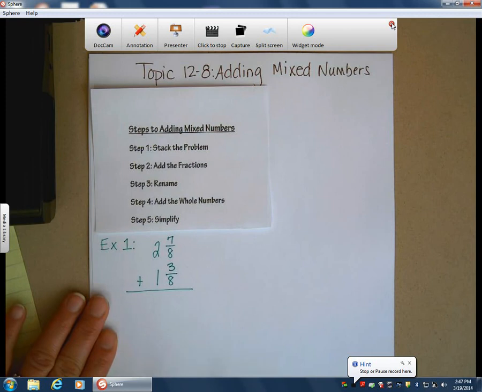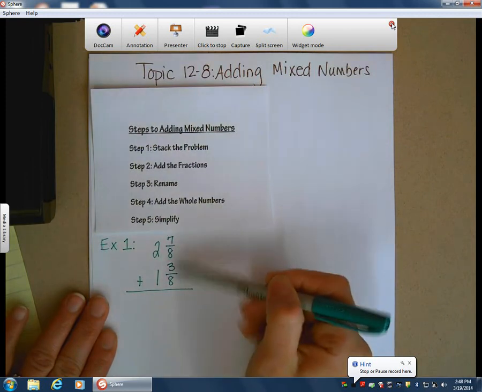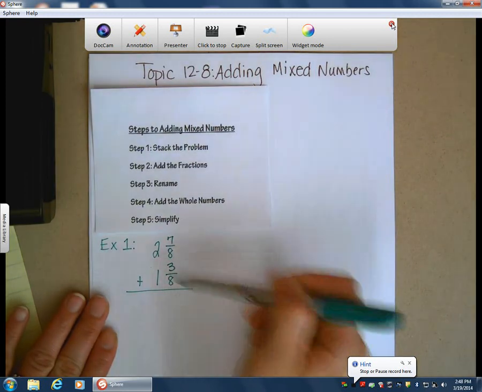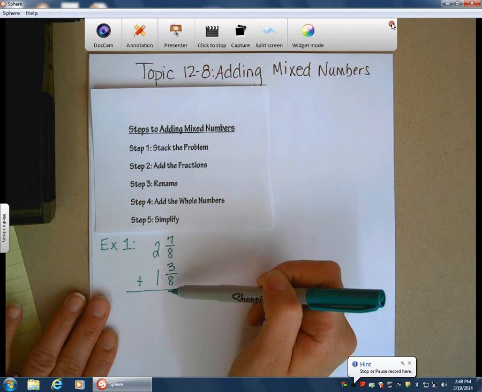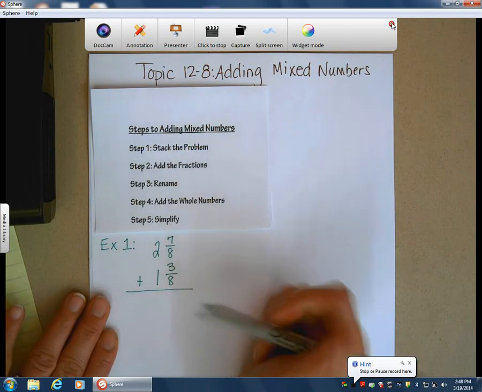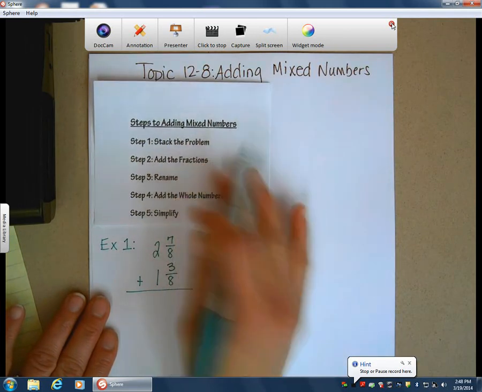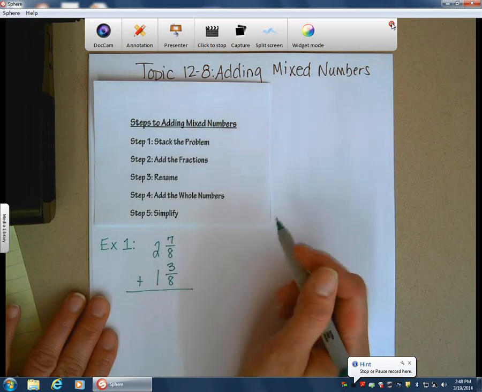Please make sure your fractions are on top of each other and your whole numbers are on top of each other. I try to think of them as place value columns, so my fractions stay together and my whole numbers stay together. This will make it easier later on down the line. Okay, so step 1, stack the problem.